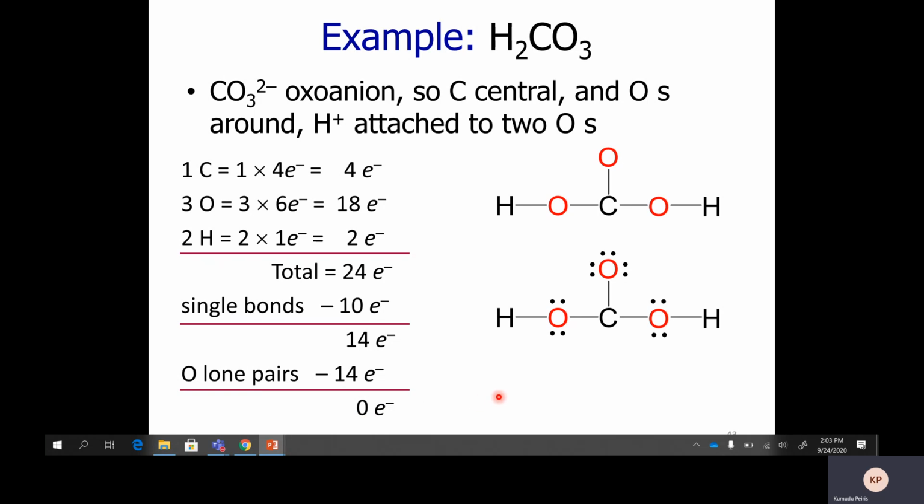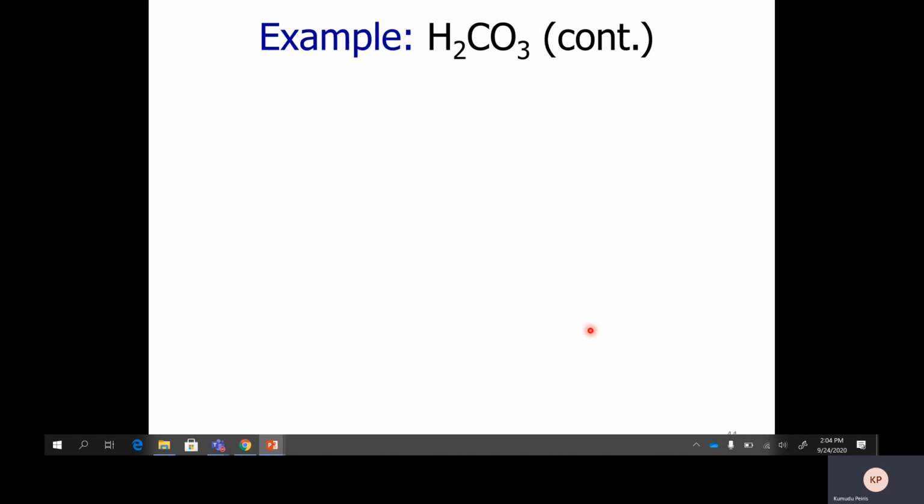Are we done with the structure? No. Now we should count the octet, the electrons on this central atom. We always make an octet on the central atom. So when we count the electrons on this central atom, we receive only 6 electrons. Each single bond counts 2 electrons. 1, 2, 3, 4, 5, 6. Carbon has only 6 electrons.